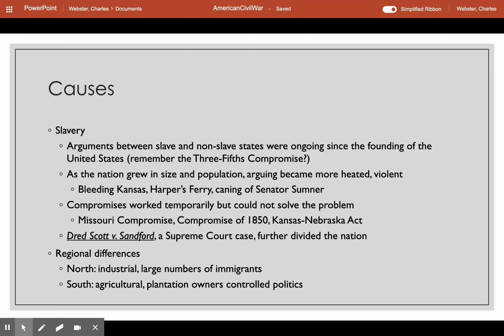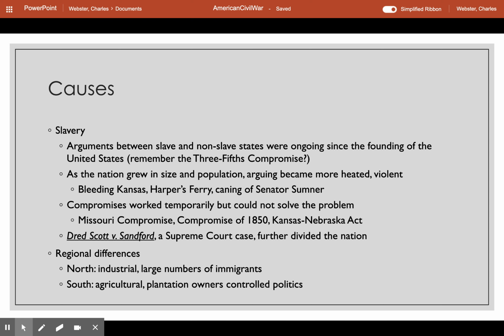As the nation grew in size and people, there was arguing about where slavery should be and whether slavery should even be allowed in the United States. It became more heated and more violent. For example, you had Bleeding Kansas, where there were arguments over whether Kansas was going to be a slave state or a free state, and people violently fought each other in the years leading up to the Civil War.